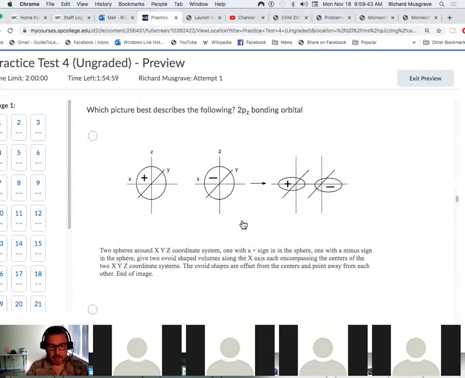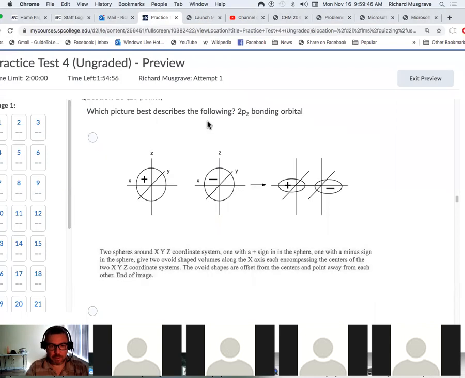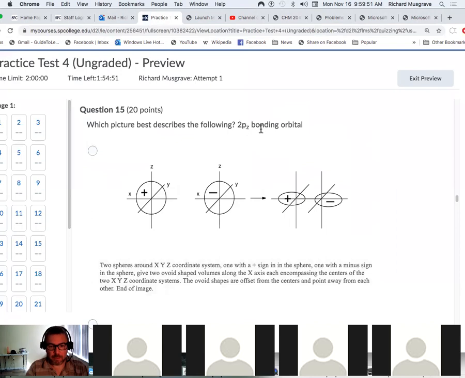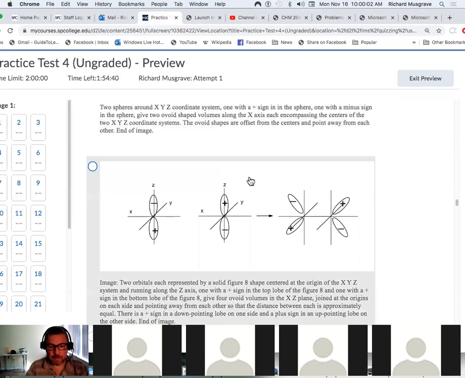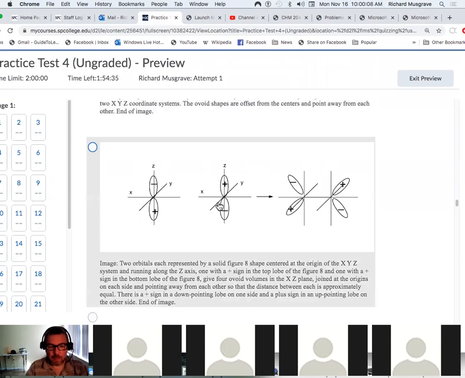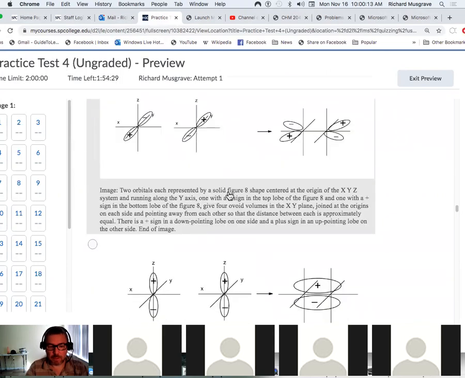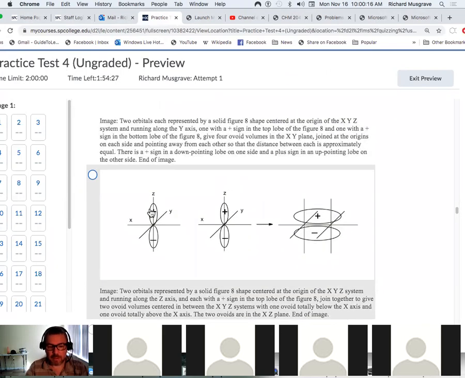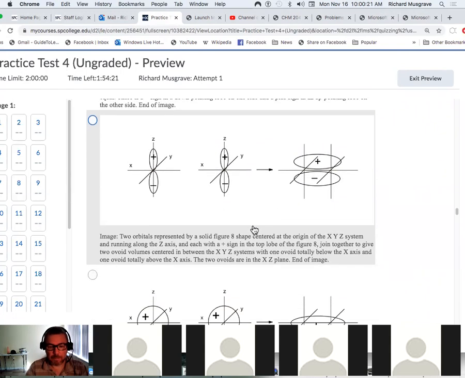And then you need to be able to identify the pictures. So this is a 2pz bonding orbital. So this is multiple choice, but you still have to know your shapes here. So you're looking at 2pz, which means that we're looking for a p orbital along the z-axis. And it has to be bonding. So these are p orbitals along the z-axis, but they're anti-bonding. You can see they go opposite. That's along the y. That would be the answer. So there's pz, pz, and it's bonding. So that would be the answer. That's how you would do that.